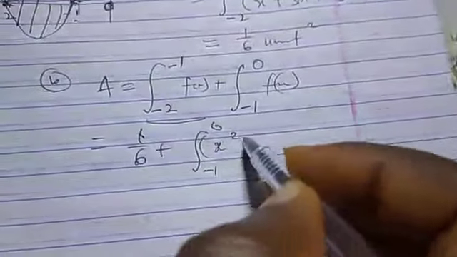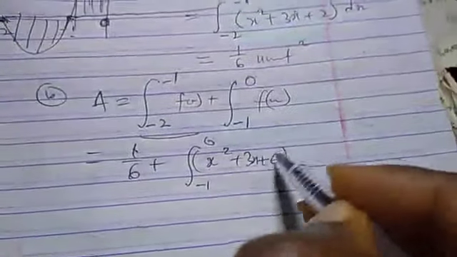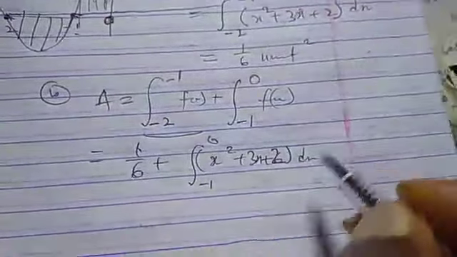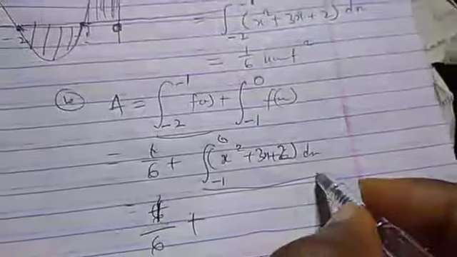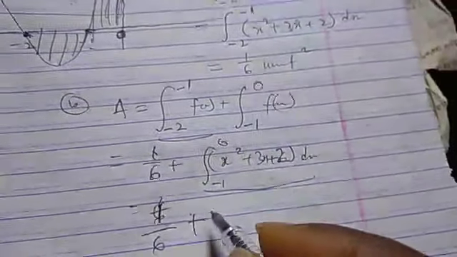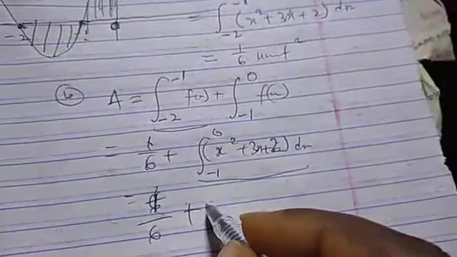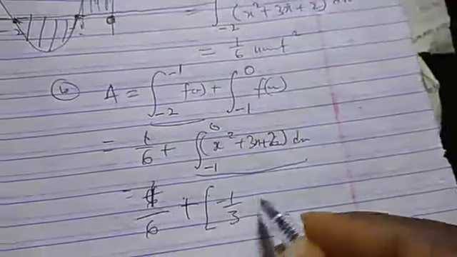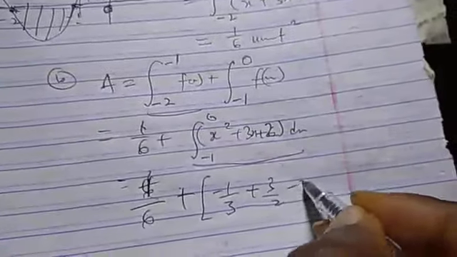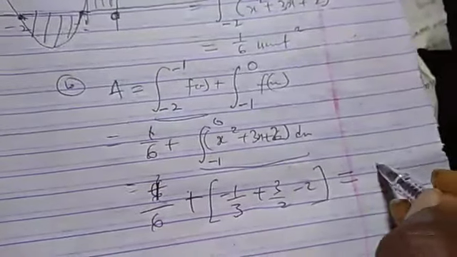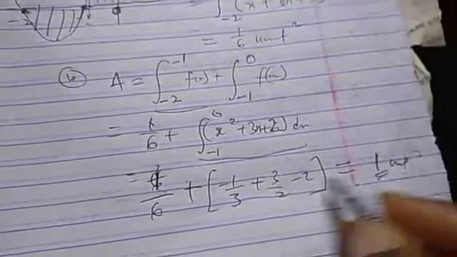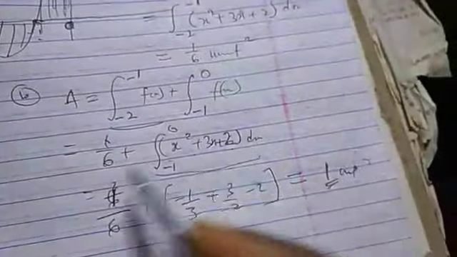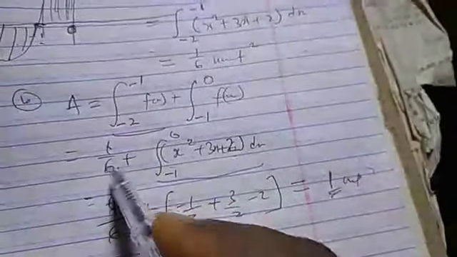This is our f of s, s squared plus 3s plus 2 dx. I don't need to show you these two. I only need to explain how to get it. So when you do everything, this should give you -1/3, by the time you do it, 3/2 minus 2. So everything will give you 1. So that is 1 unit square. You should be able to solve this and add it to 1/6, and you should get 1. So that is that about that.